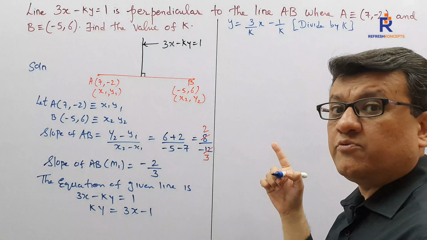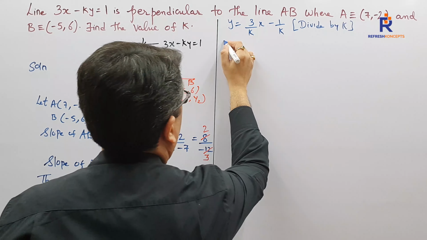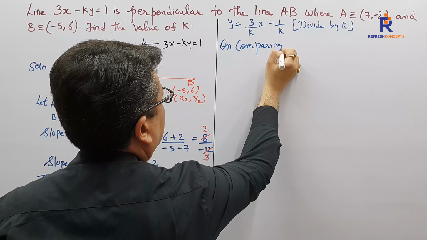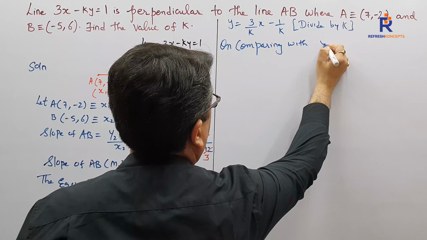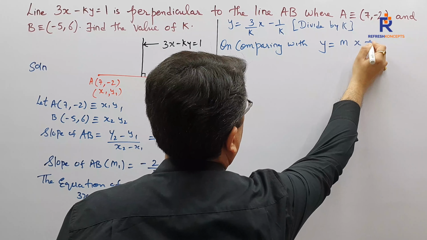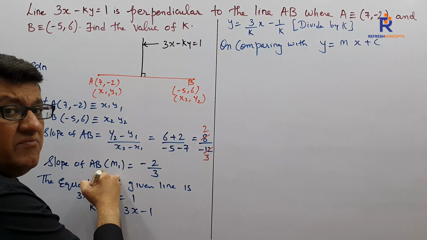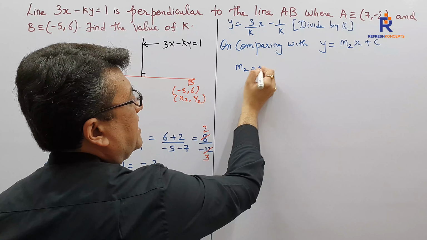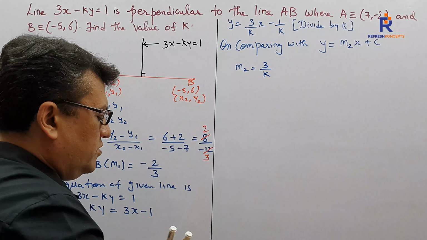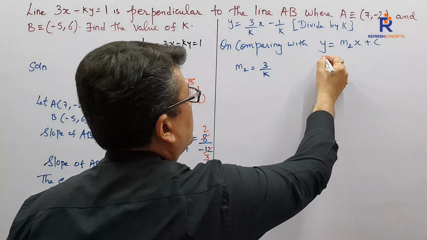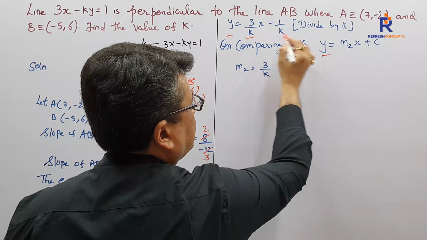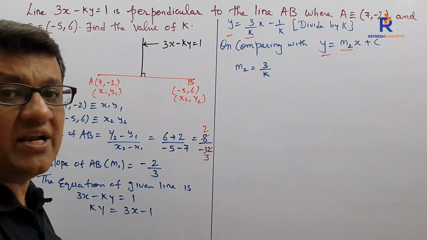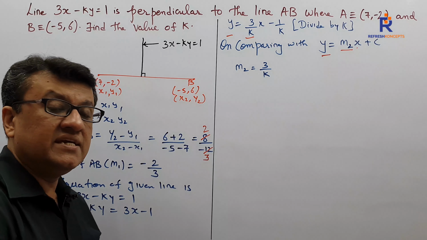On comparing this particular equation with the standard form, y equals mx plus c, children, earlier I said this as m1, let me say this as m2. Can I say on comparing, my m2 becomes 3 by k? Kindly check whether we are getting m2 as 3 by k. y equals m2x plus c, where c is minus 1 by k. So what is my value of m2? m2 turns out to be 3 by k.